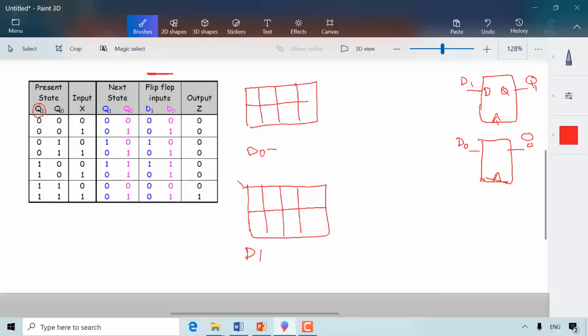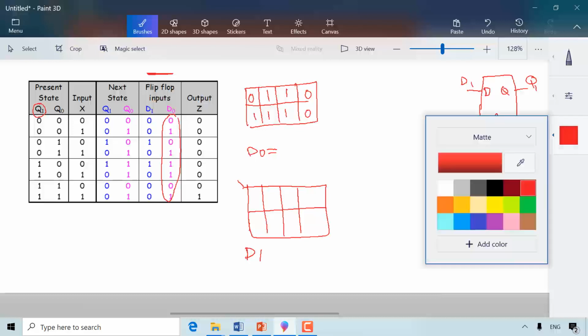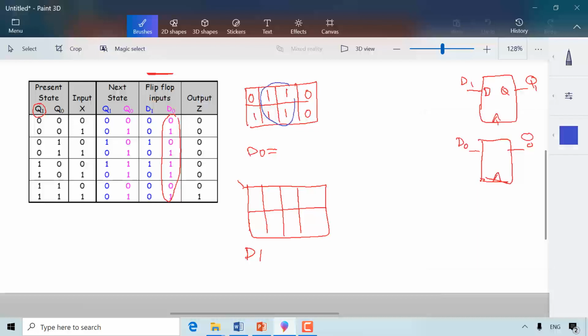Now, D0 equals this: 0, 1, 0, 1, and 1, 1, 0, 1. If you do the minimization, you minimize those and those. Here is Q1, Q0, X. So that ends up being X or Q1 Q0 prime.